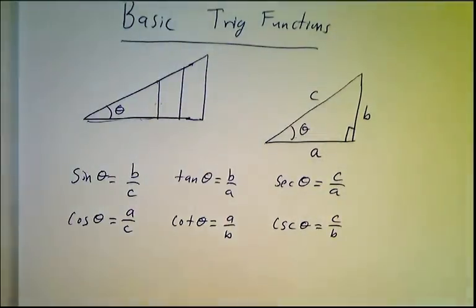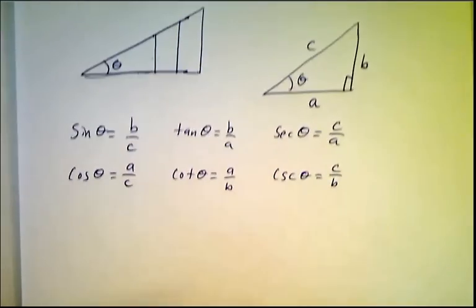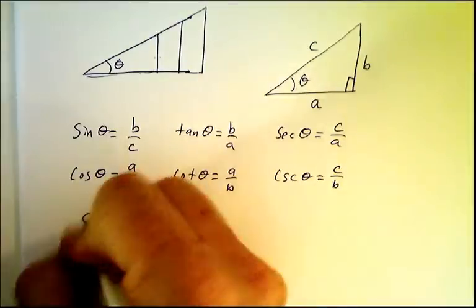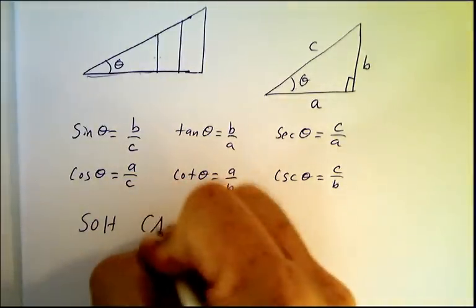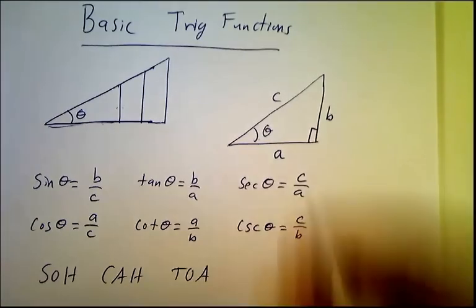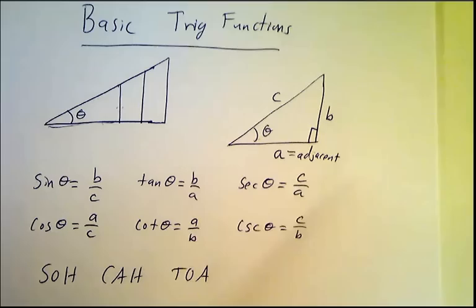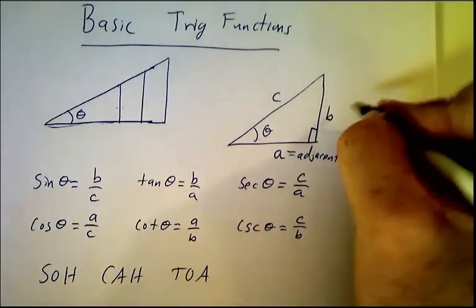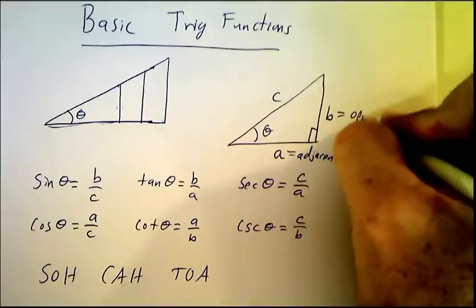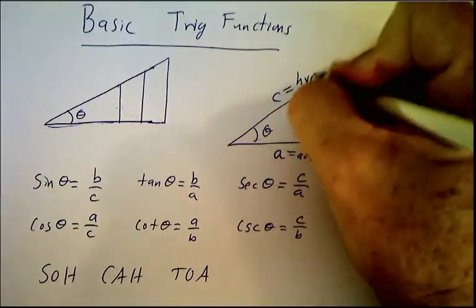Okay, that's a lot. That's a mouthful. But there's a mnemonic for all of this. The mnemonic is soh-cah-toa. See, A is called the adjacent side. So we'll remember it as A in the mnemonic. B is the opposite side. And C is the hypotenuse.